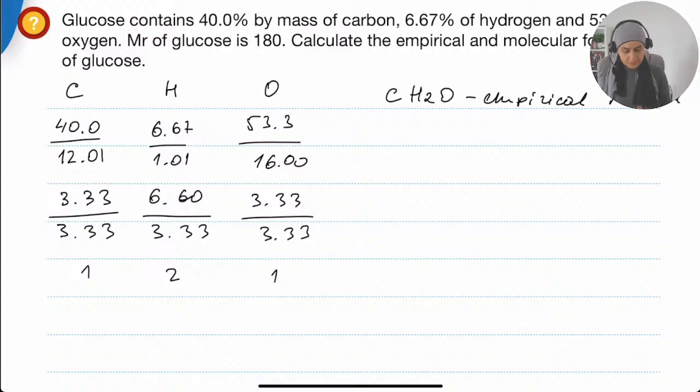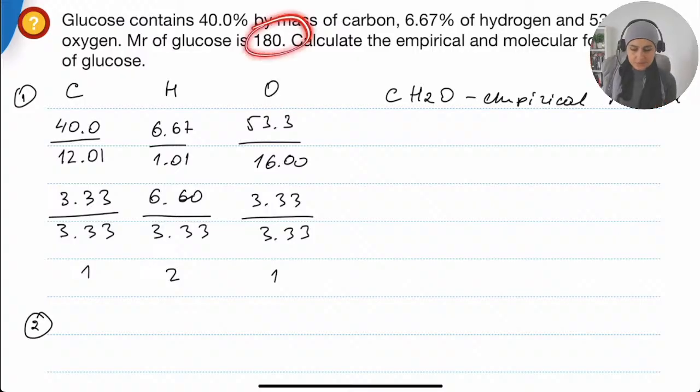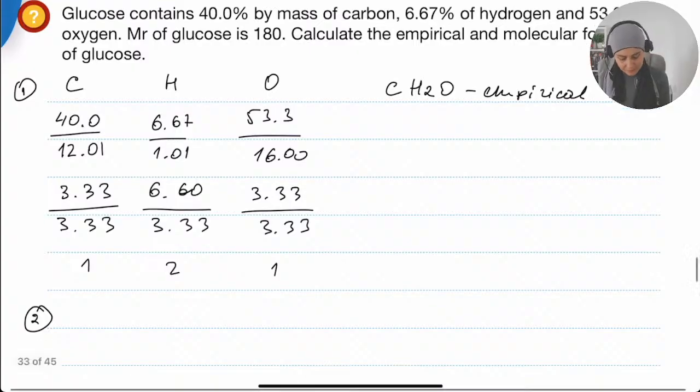Yeah, so we found the empirical formula. Now let's find the molecular formula. To find the molecular formula, we need to know the molar mass, and we know it, it's 180. So we find the molar mass of the empirical formula.